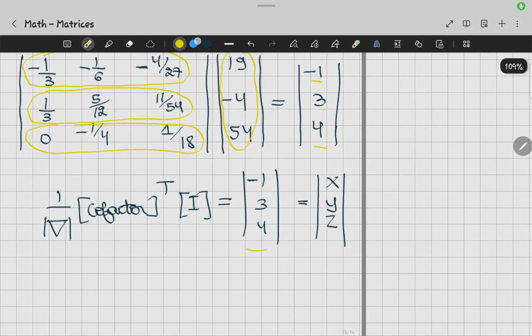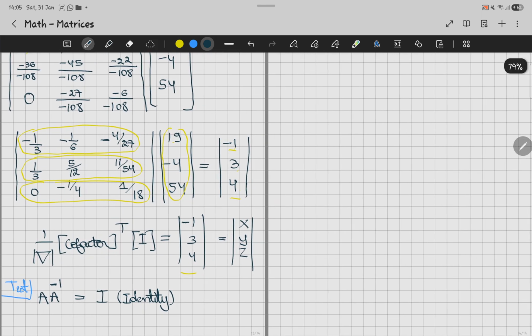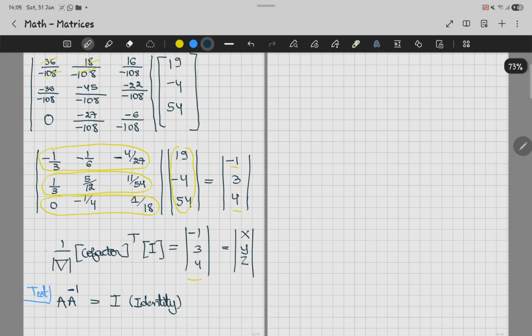You just need to test if the inverse matrix, the answer that you got, is correct. And for testing, you can actually use this formula. So if you want to test it out, it's going to be A times A bar, and your answer should give you an identity matrix.